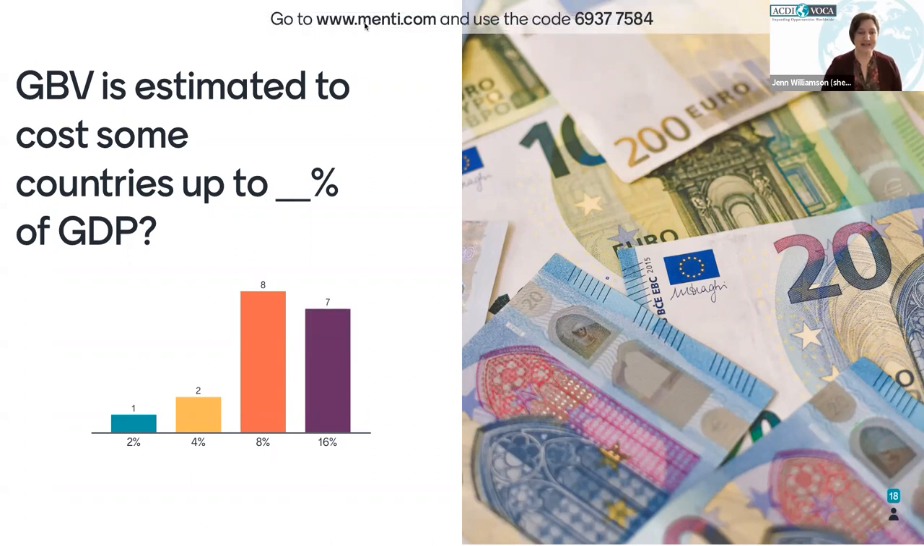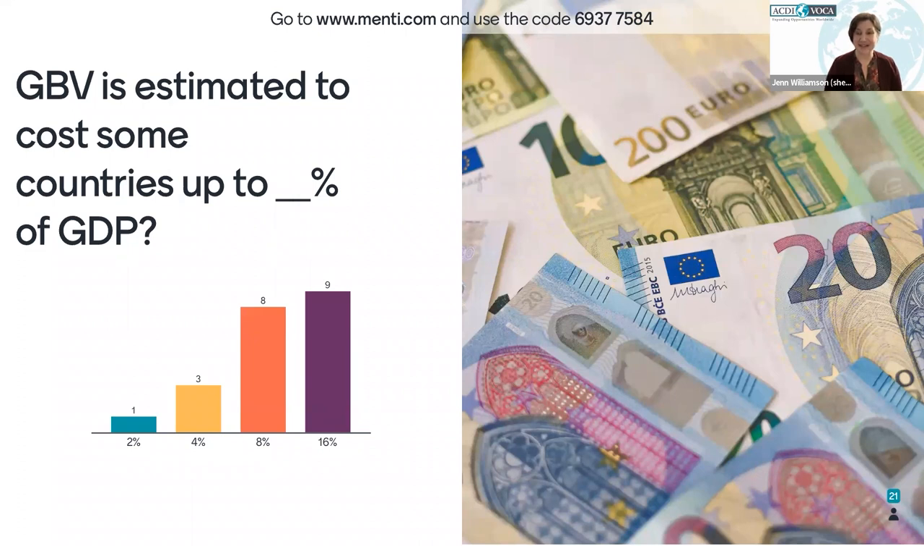Gender-based violence is estimated to cost some countries up to what percentage of GDP? Is it 2%, 4%, 8%, or 16%? Okay.